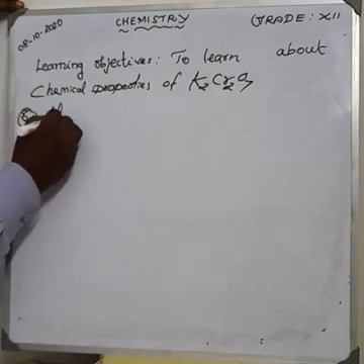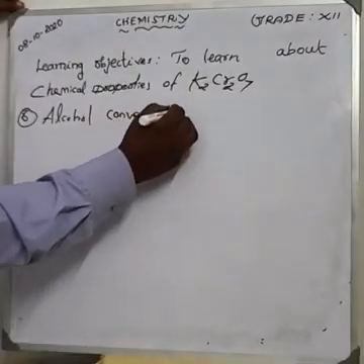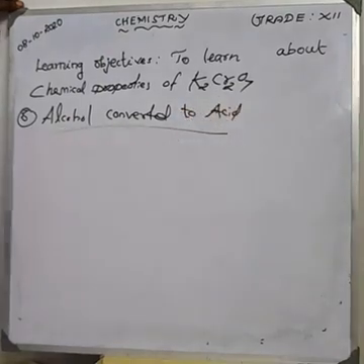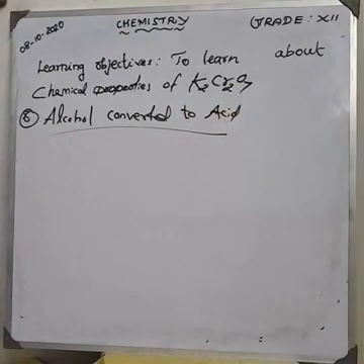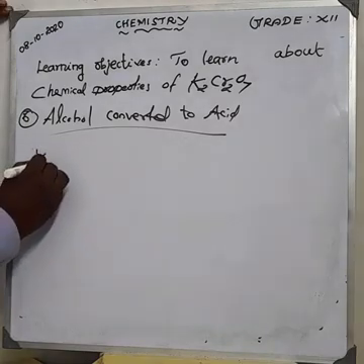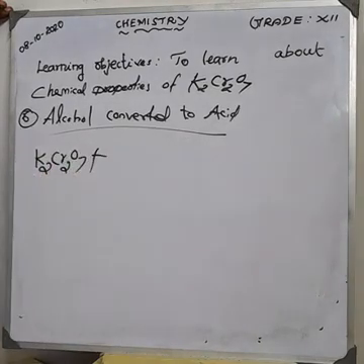Alcohol is converted into acid. Alcohol is converted to acid by adding potassium dichromate, K2Cr2O7. What's the name of this compound? Potassium dichromate. We are adding alcohol.